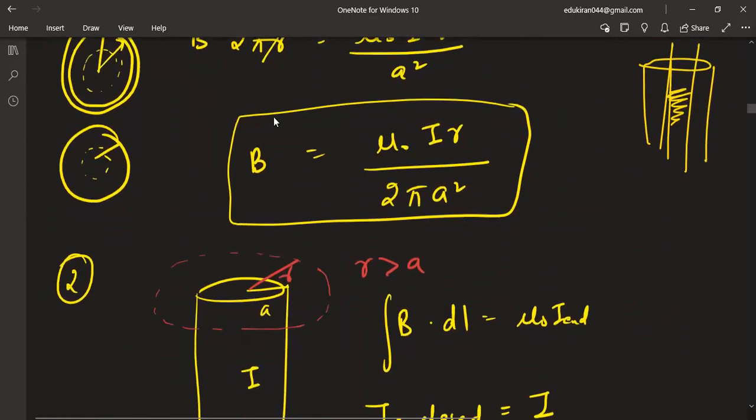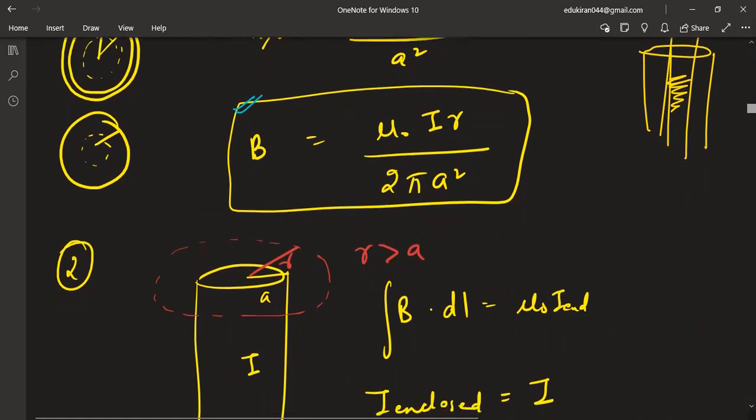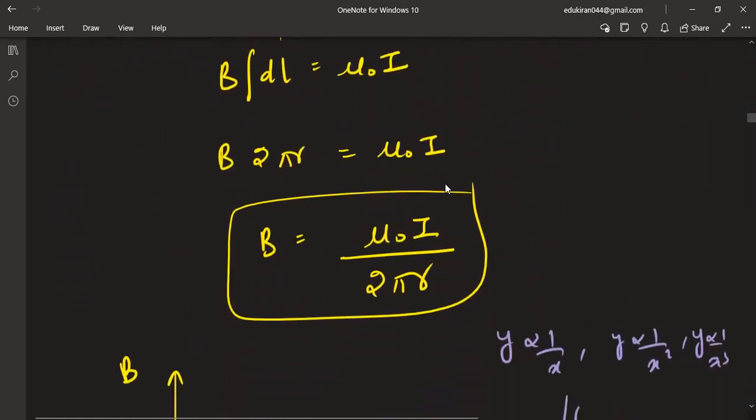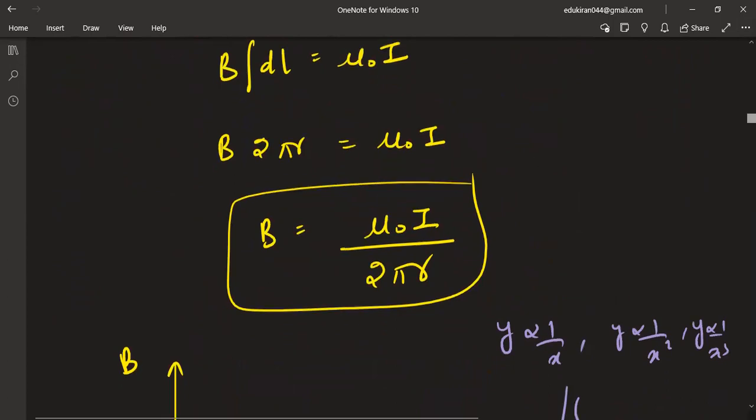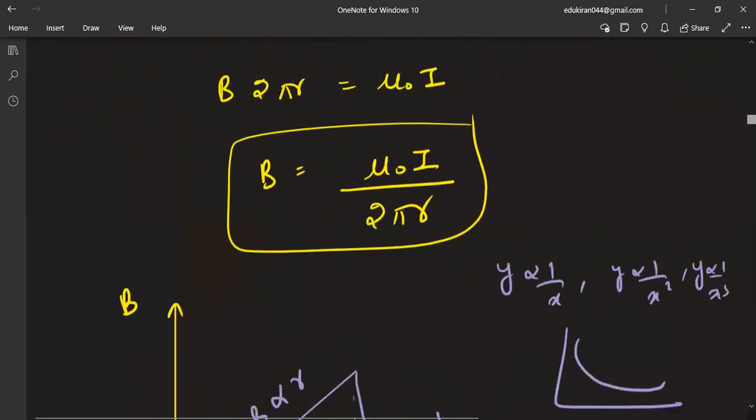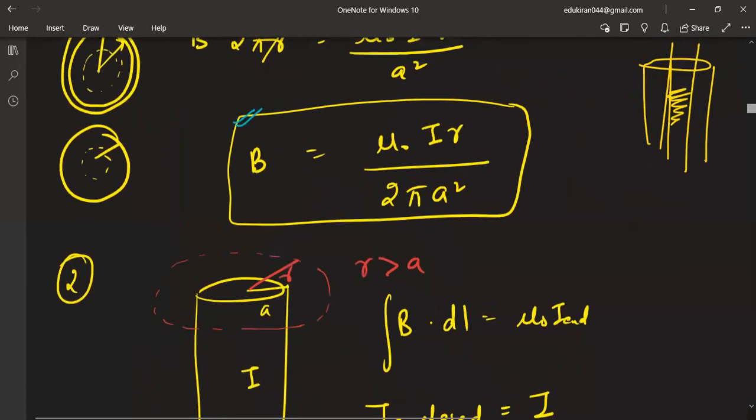But I would suggest, remember this formula: B is equal to mu naught I r divided by 2 pi a square. And the same way for outside, B is equal to mu naught I by 2 pi r. And the graph as well. You will be able to plot the graph by yourself if you remember these two formulas. In the formula for inside, a is taken as the radius, and r is the radius of the Amperian loop.